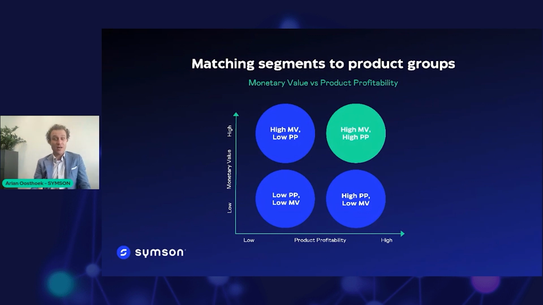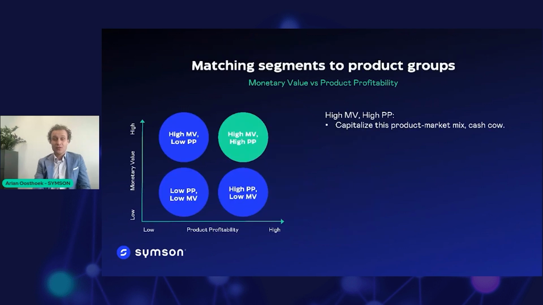And what you can do now with having this quadrant, we can assign pricing strategies to it to actually make actions based upon this quadrant. So of course, when we have the highest monetary value, but also the highest product profitability, this is the most valuable part of the quadrant. And the strategy for this is that we can capitalize this. So maybe a few fine-tunements are possible here, but it's mainly maintaining the customers and maintaining the products in this quadrant. You can compare it with the cash cow quadrant of the BCG matrix.